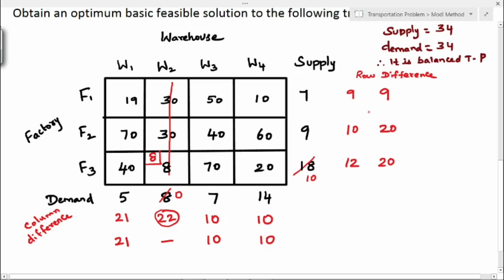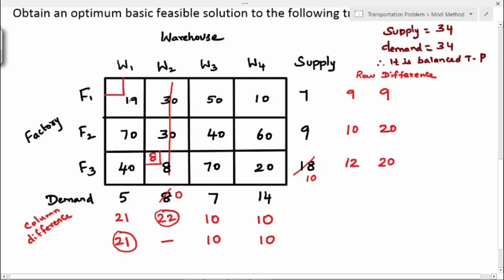Now consider row difference values 9, 20, 20 and column difference 21, 10, 10. So the largest value is this 21. So this is the next penalty, and this 21 corresponds to the W1 column. In that we have 3 values, 19, 70, 40. The least value is 19. So our next allocation should be at this cell, that is first row, first column.